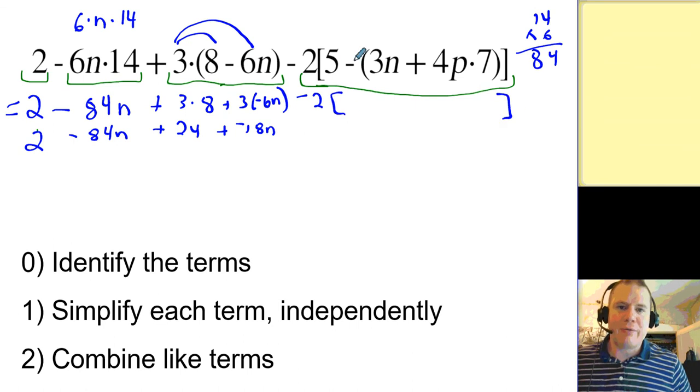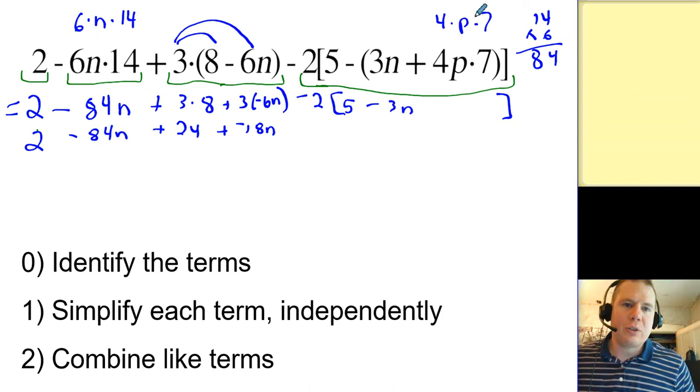Well, what's in here? I have 5 minus all of this. Okay, let's look inside these parentheses. I have 3 times n. That's just 3n. There's nothing to do there. 4p times 7. Again, the variables with the 4 but it's all just multiplication. So 4 times 7 is 28 plus the p there.